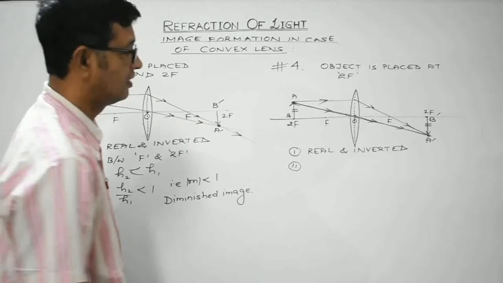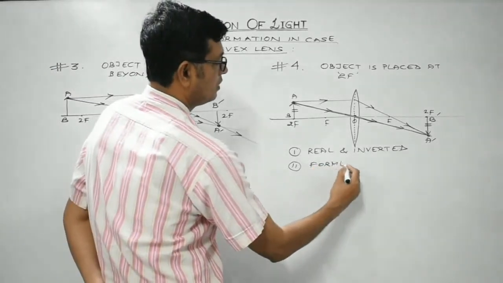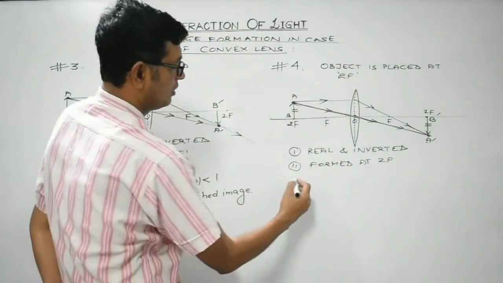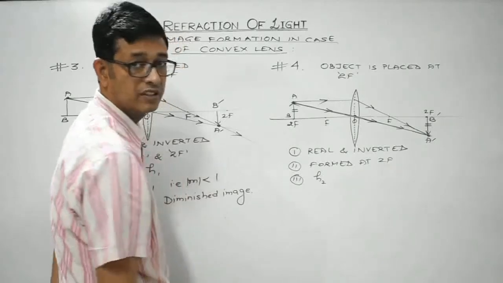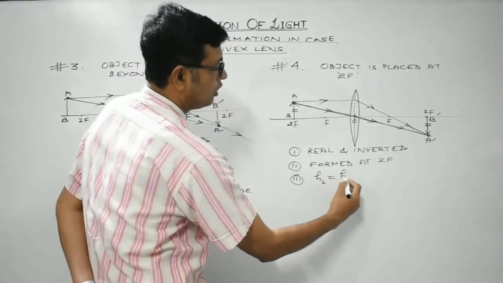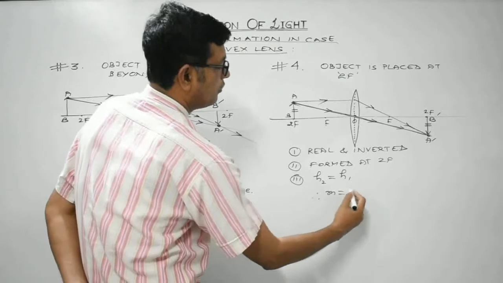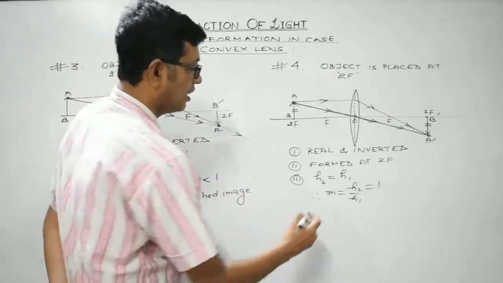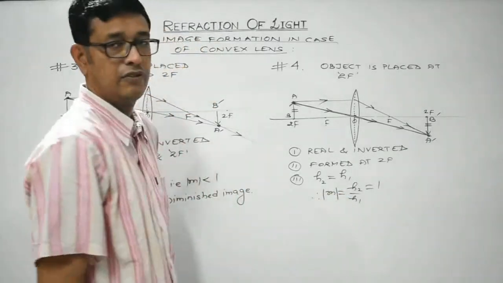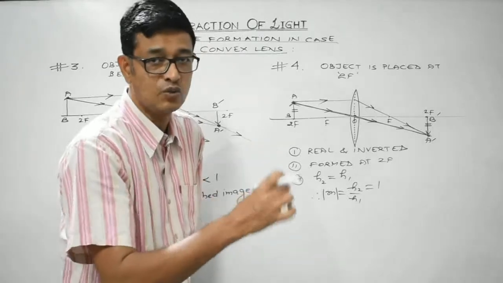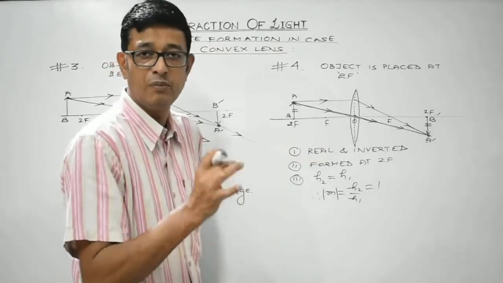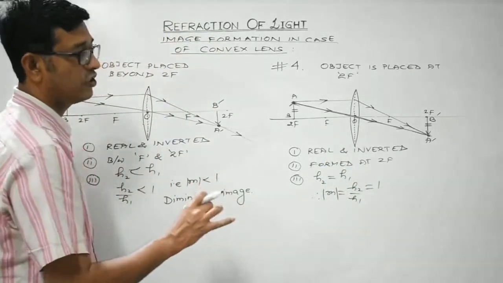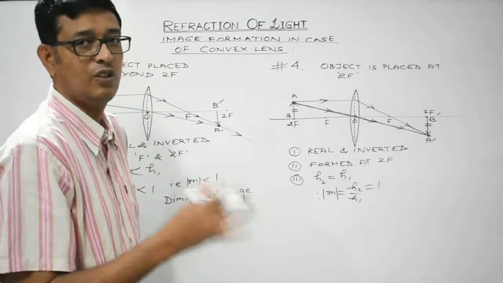What about the second case? Image is formed at 2f. Exactly at 2f. Third, here size of the image, which is denoted by h2, is equal to h1. Therefore, m, which is equal to h2 by h1, is equal to 1. The linear magnification is 1 in mod. If we use sign convention, then m would be equal to minus 1. That also we will discuss later on, right? But in mod, in magnitude, the linear magnification is equal to 1. That is, the image is of the same size as that of the object.